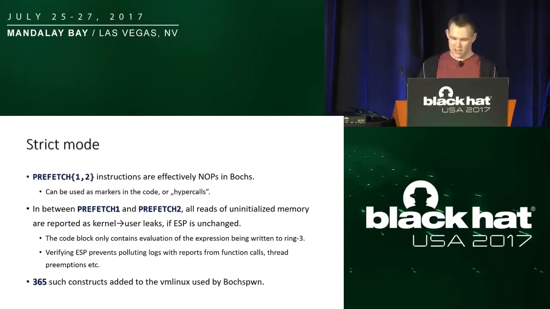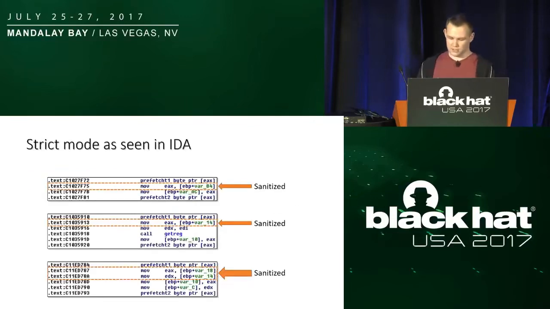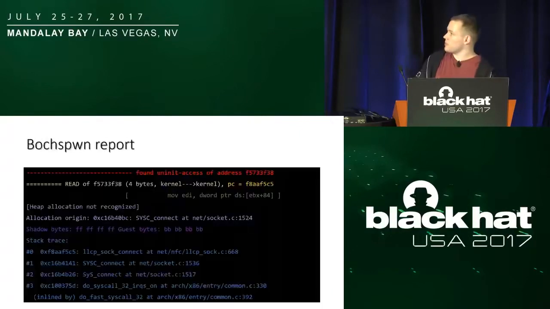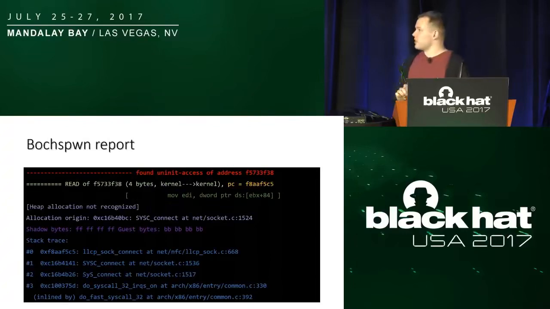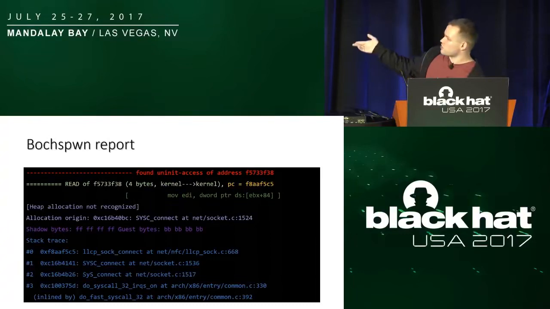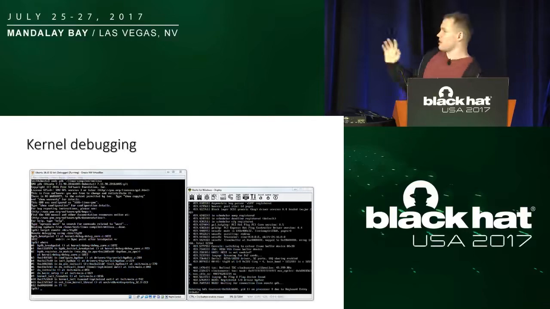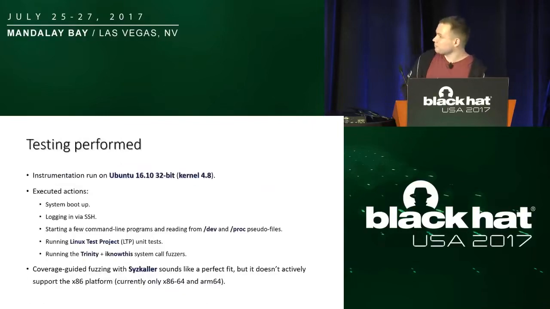You are welcome to ask me about the details of that after the presentation, but that's how it looks in assembly. So we have the prefetch 1 and prefetch 2 instructions, and in between these instructions, we just sanitize all of the memory reads. So we have a very similar log to the Bochspwn report now. It's all the same information about the instruction, the stack trace where the bug happened, and so on. We also have a kernel debugger attached, so we can debug these bugs at runtime.